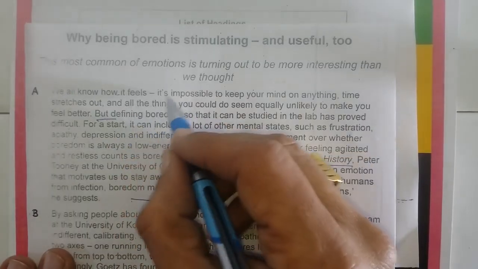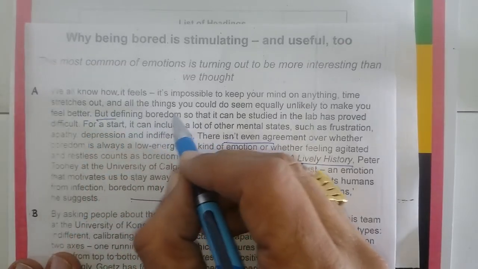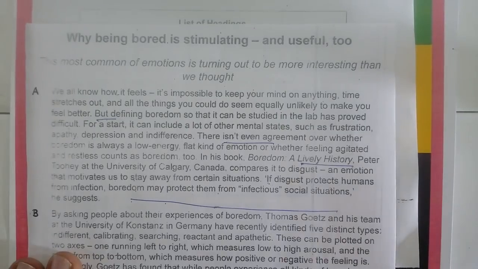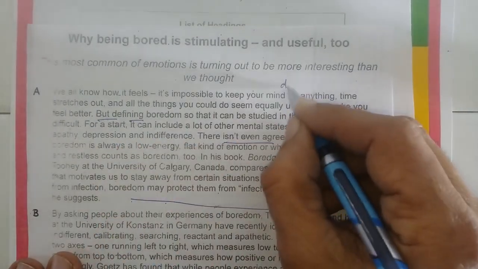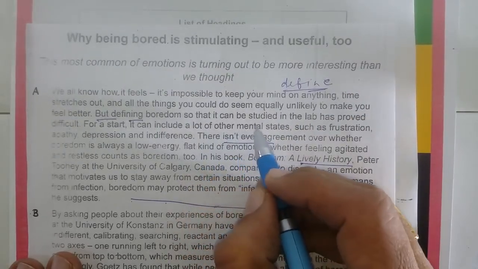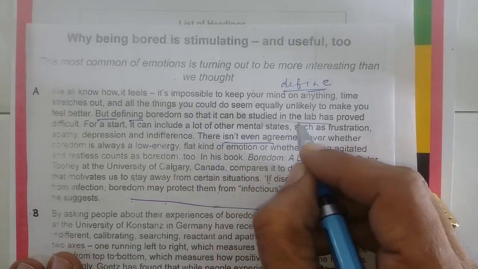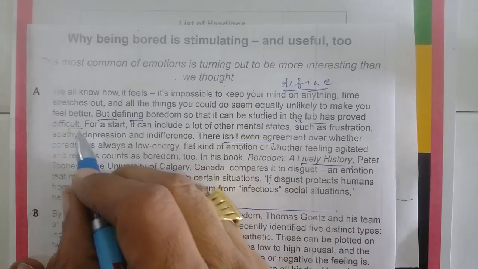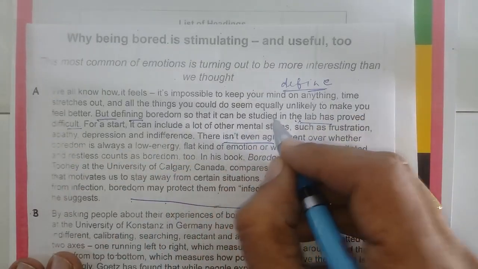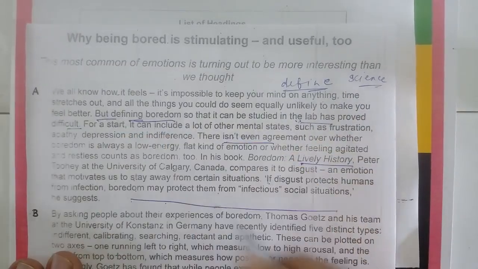So we all know how it feels. It's impossible to keep your mind on anything, time stretches out and all the things you could do seem equally unlikely to make you feel better. But defining boredom so that it can be studied in the lab has proved difficult. So it's very difficult, it means you can't define boredom in terms of science. This is a cleft sentence.